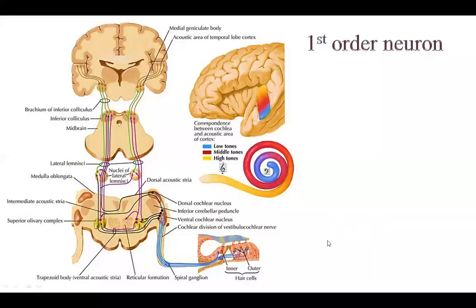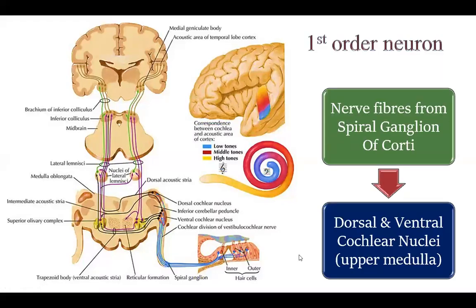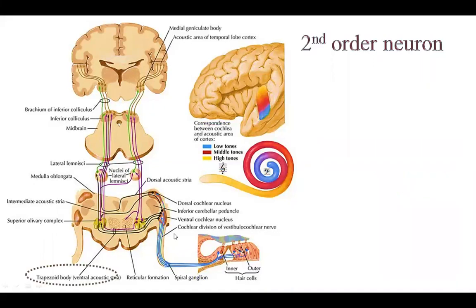The first order neuron arises from the inner and the outer hair cells. Okay, so these are the nerve fibers from the spiral ganglion of the cochlea, and they end in this portion, that is the dorsal and the ventral cochlear nucleus, which are located in the upper medulla. So first order neuron is from the spiral ganglion till the dorsal and the ventral cochlear nucleus. From here arises the second order neuron.